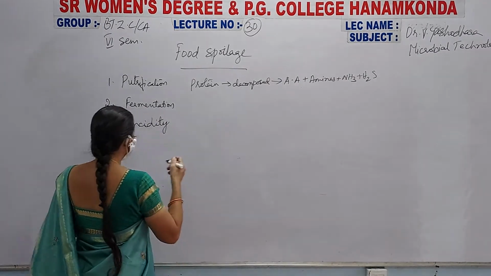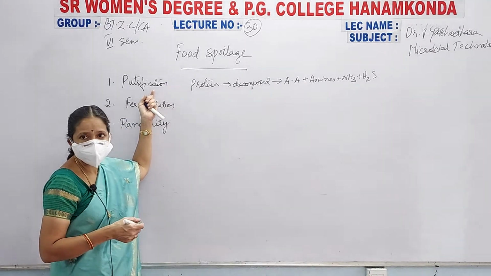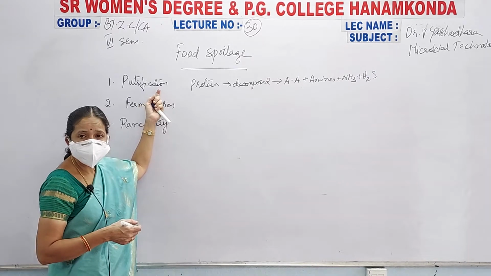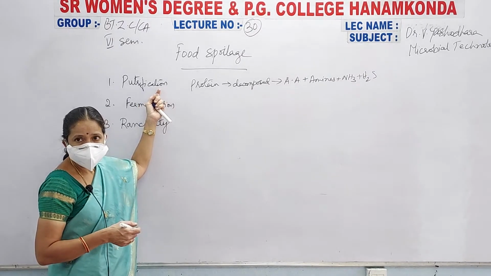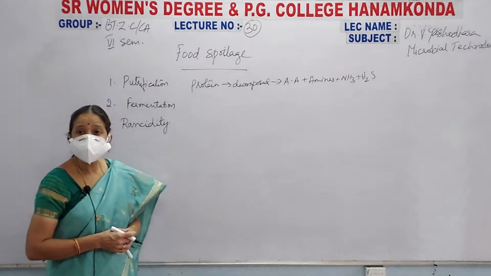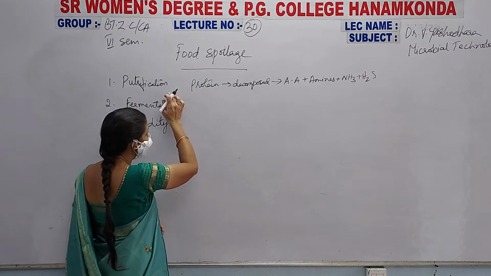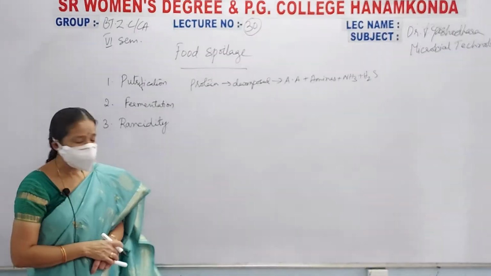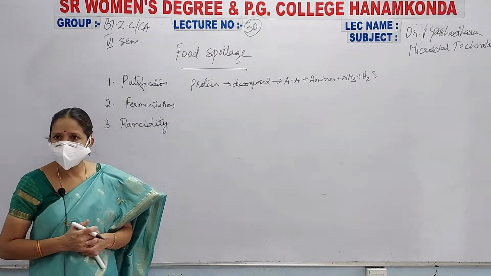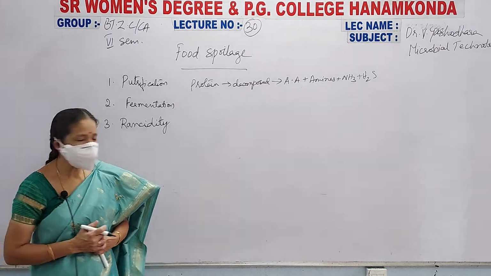Examples of bacteria causing putrefaction are Pseudomonas, Chlorococcus, Micrococcus. All these come under the bacteria that cause putrefaction, and these bacteria are called putrefying bacteria. Coming to the fermentation, the bacteria that cause fermentation are called fermenting bacteria.